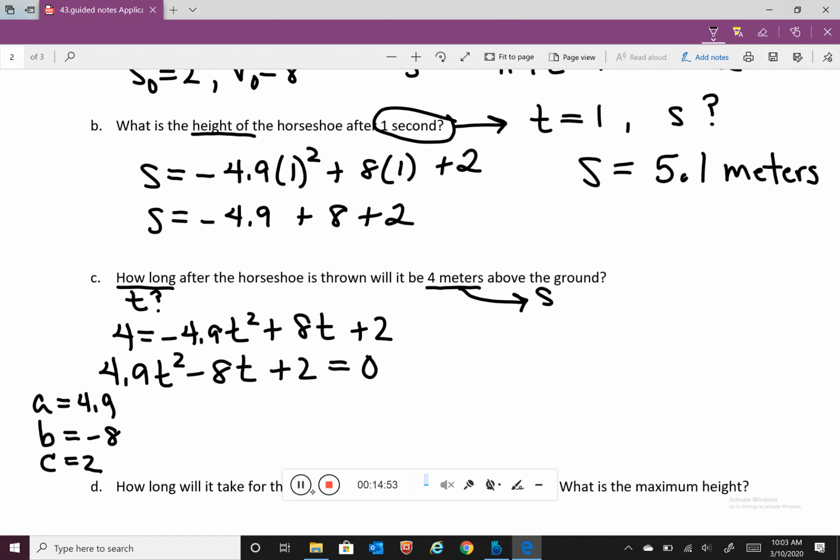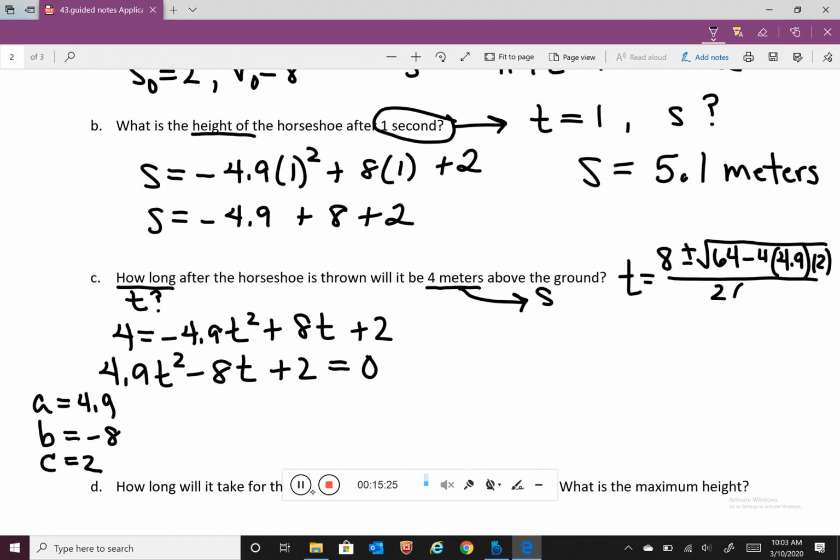And for space sake, I'm going to use my quadratic formula over here. So T is equal to negative B. That actually gives us a positive 8 plus or minus the square root of b squared. Well, negative 8 squared is positive 64 minus 4 times a, which is 4.9, and times c, which is 2.